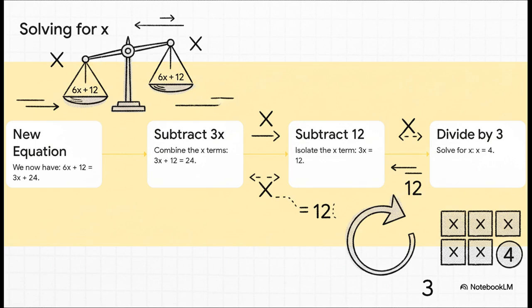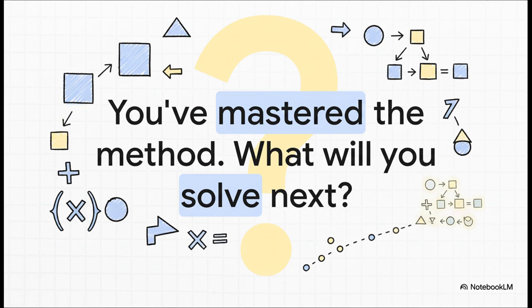We totally did it. You just took a problem that looked really complex, and you broke it down into simple, manageable steps, all by using one key property. You didn't just find an answer, you learned a powerful method. So the only question left is, now that you've mastered this, what equations are you going to solve next?